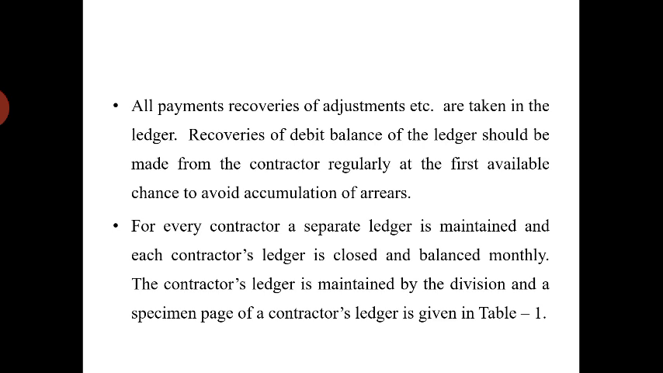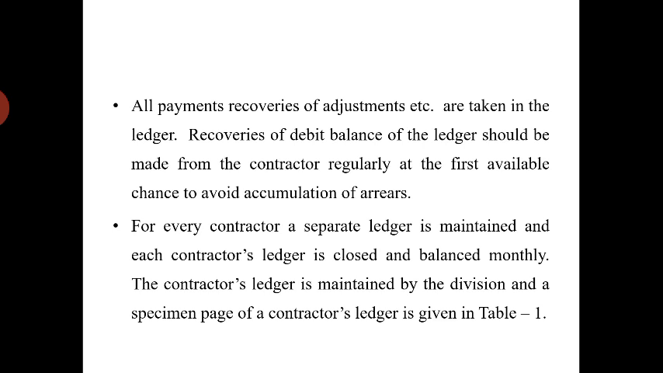Suppose today you are giving around 10,000 rupees to the contractor, with a total quantity of 1 lakh. Once the payment is made, the voucher number has to be entered in the ledger, as well as the payment, how much you have made. Then the balance has to be entered: 90,000 is the balance. So each and every time the contractor receives an amount, the final remaining amount has to be entered in the ledger.